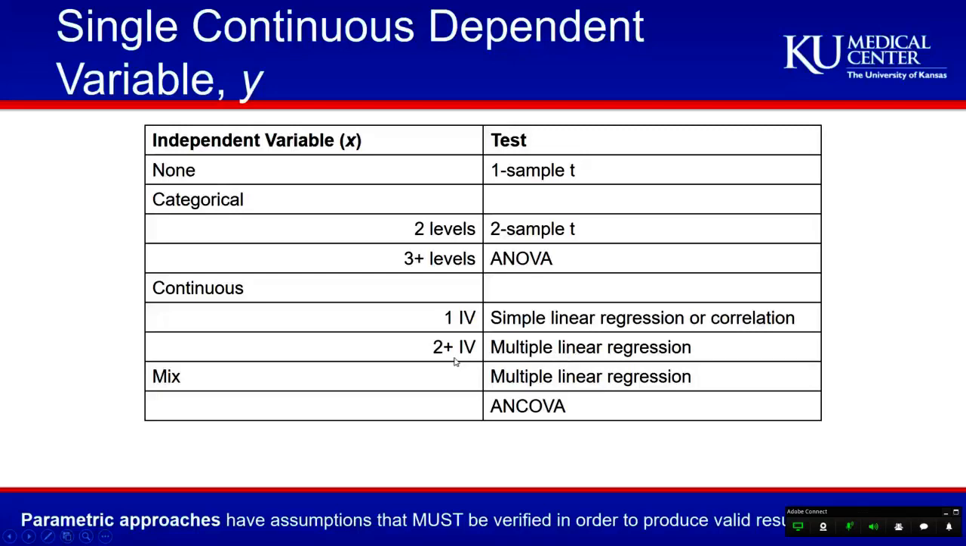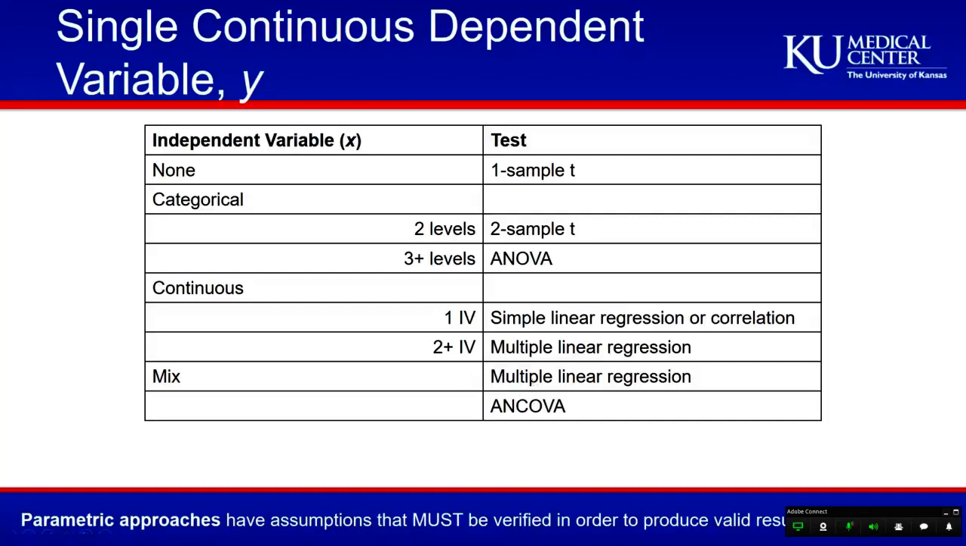If we have, instead of a single continuous predictor, multiple predictors and they're all continuous, that's still linear regression. We just happen to call that multiple linear regression to reflect the fact that it has multiple predictors or multiple covariates.